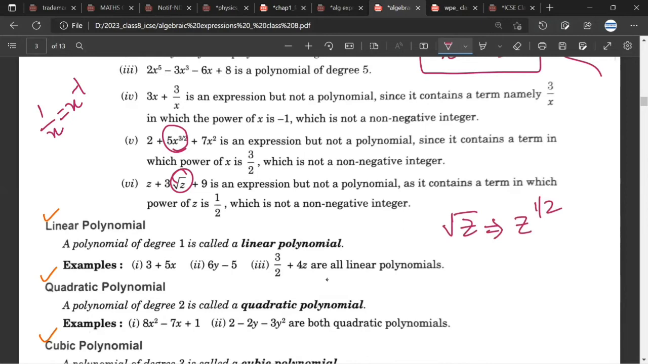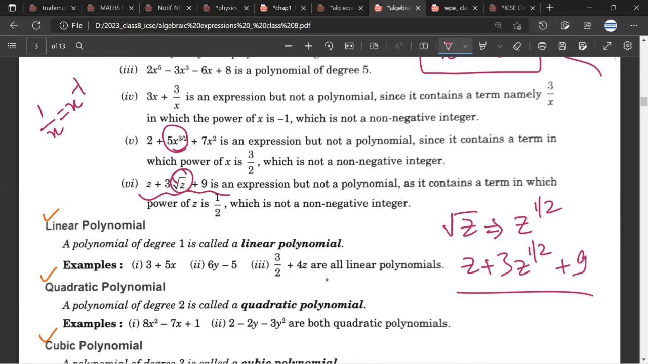Don't worry. So this expression, z plus 3 z raised to power half plus 9, is not a polynomial, because the exponent of z is a half, a fraction. It can't be a fraction. It can't be negative. Basically, it has to be a natural number 1, 2, 3, 4, 5, 6, or it can be 0. It can't be a fraction. It can't be negative, if it has to be a polynomial.